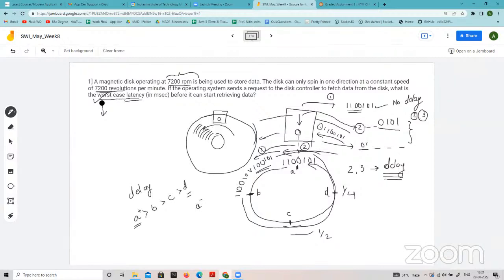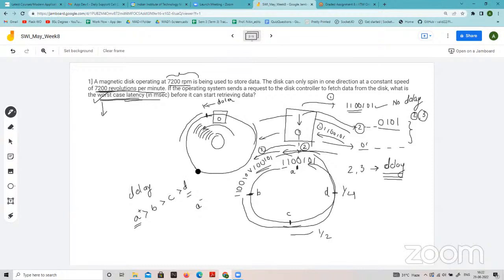That is why, when I say worst case latency, I will have to find out how much time a point on the disk takes. That point on the disk refers to the starting point of data. So to find out worst case latency, what I have to do is find the time taken by this point to take the entire rotation of the disk. For that, we have been given the actual speed of the disk. So I hope now you got the scenario we are talking about in the question.